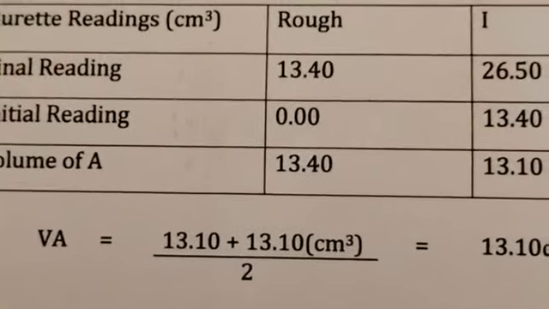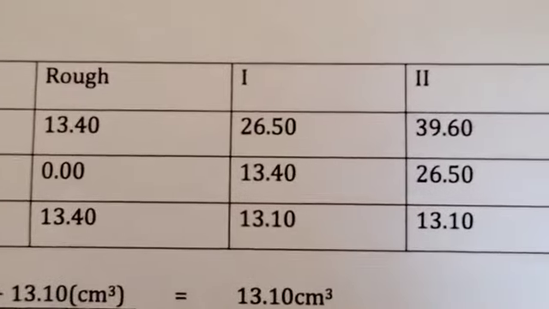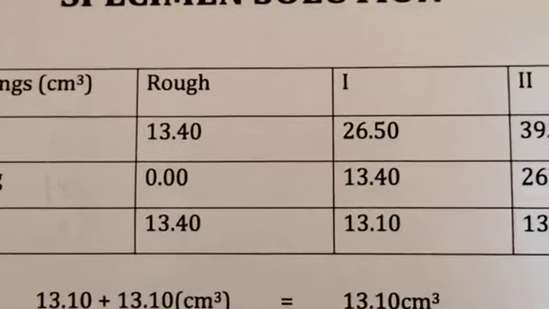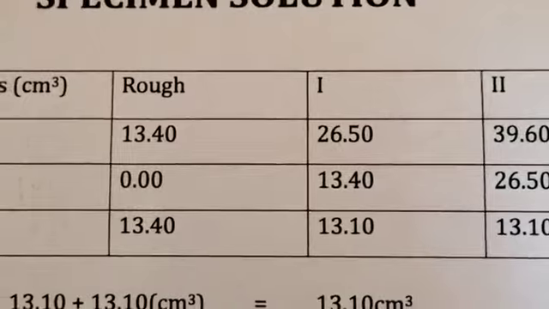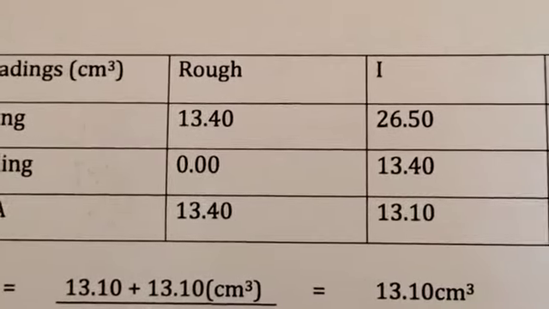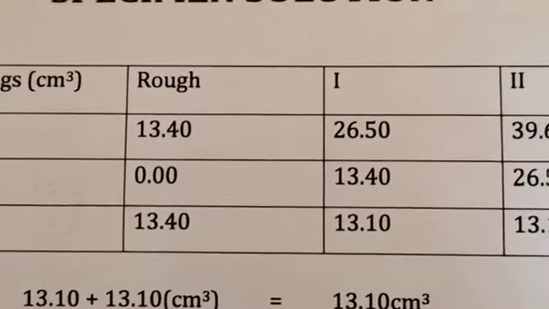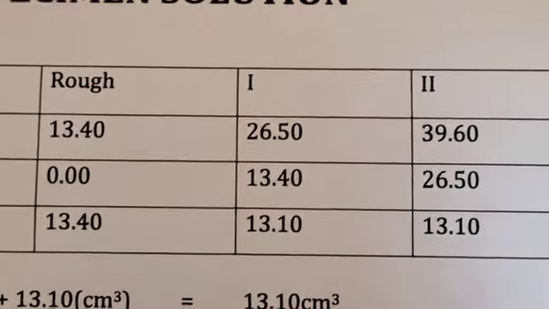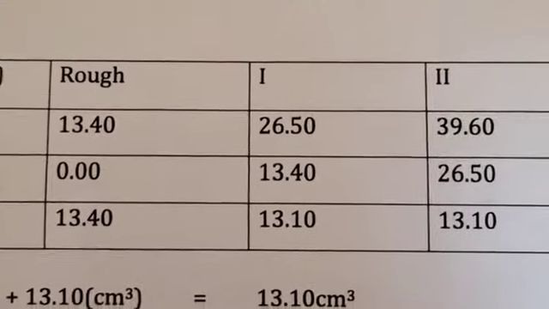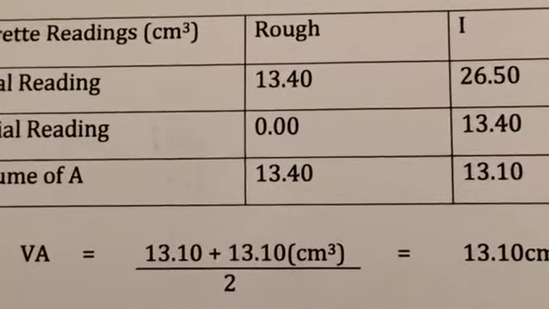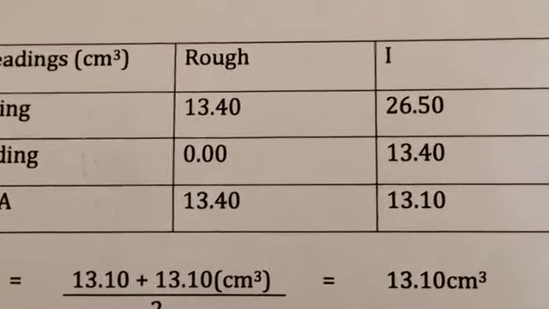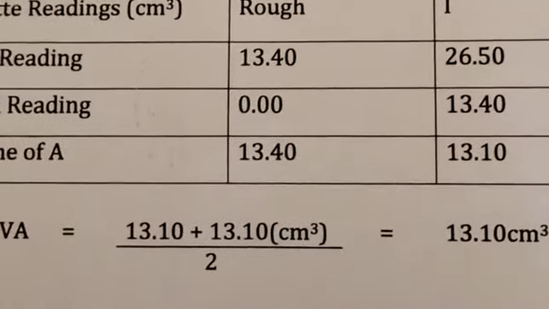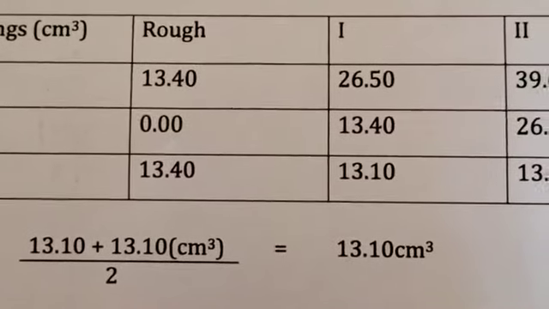Now, finding our VA, we have to choose 1 and 2 because the rough is far. The difference between the rough and 1 and 2 is more than 0.2. So when you want to choose your titre values for averaging, the difference between the titre values should not be more than 0.20. That is the limit of accuracy for choosing titres for averaging. So 13.40 is far off. So we choose 13.10 and 13.10 and divide by 2. Since we use only 2, that gives us 13.10.